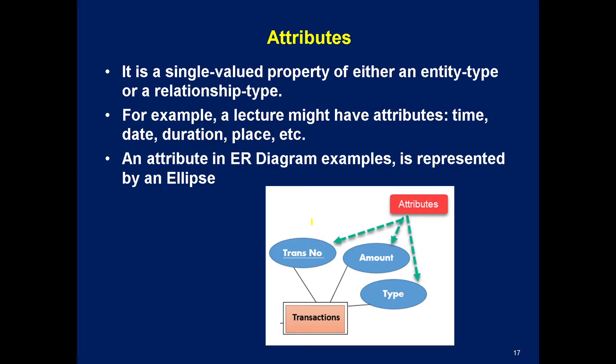And attributes. I think we're very clear with attributes. An attribute is something that describes the entity. Attributes will describe the entity, and attributes are part of the entity. It is a single valued property of either an entity type or a relationship type. Say, for example, a lecturer might have attributes. That lecture entity can have a time, when the lecture is, which day, how many hours, or where the lecture or class is held. And an attribute in an ERD diagram is represented by an ellipse.